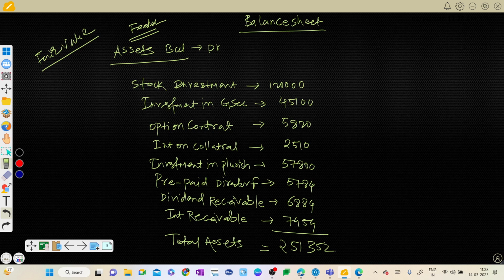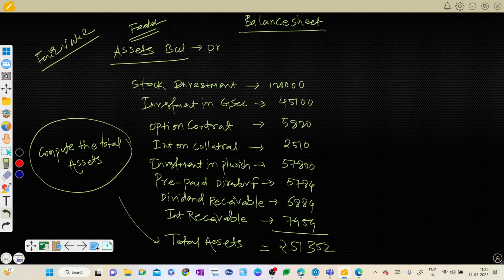And if you see, your first point was to compute the total assets, and we computed it. But the other point was to calculate the per share value. How can we calculate the per share value if you don't calculate the total liabilities of the fund?